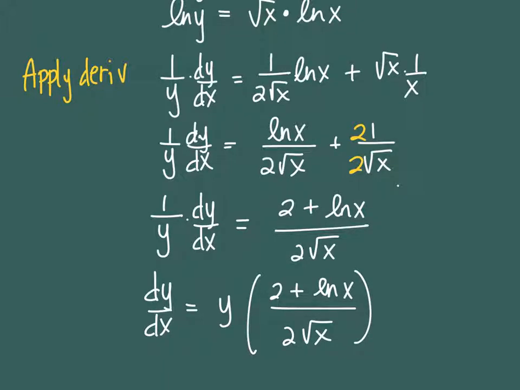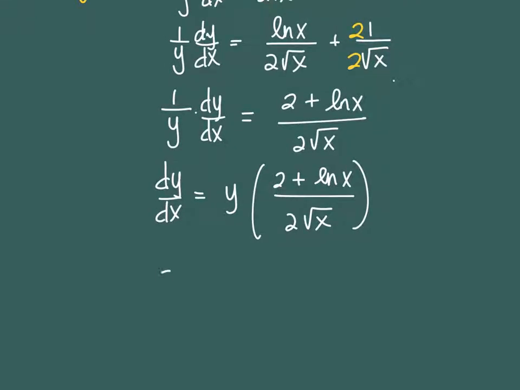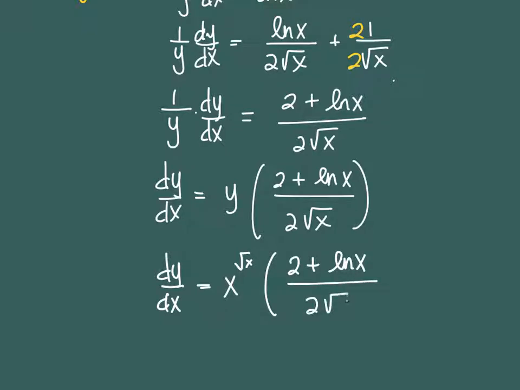And what was y to begin with? x to the rad x. So we finish this by saying x to the rad x times the quantity 2 plus the natural log of x over 2 rad x. So it's not this majorly complicated thing. You just have to be careful each step that you're following the procedure.